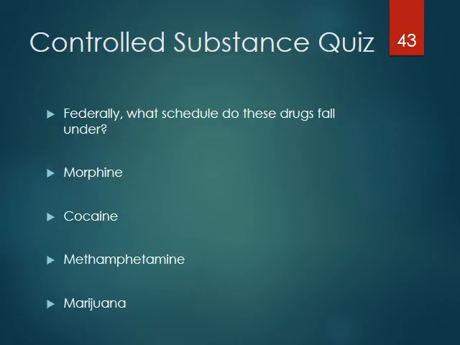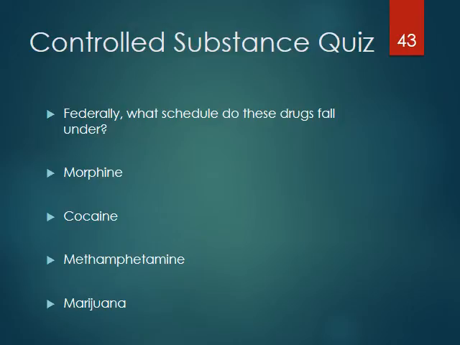So just to have a quick controlled substance quiz, federally, what schedule do you think these drugs fall under? So morphine. Yep, morphine's a pretty hardcore analgesic. That would fall under a C2 as a very high abuse potential. But remember, it does have an accepted medical use as an analgesic.